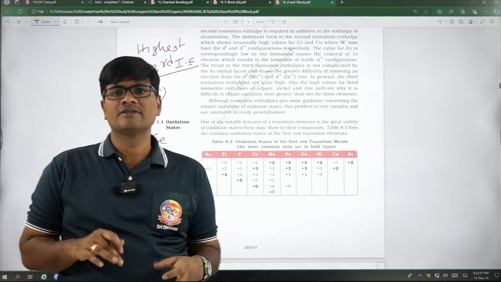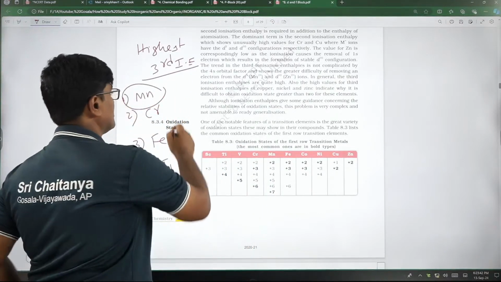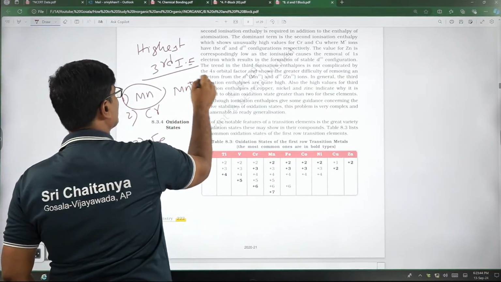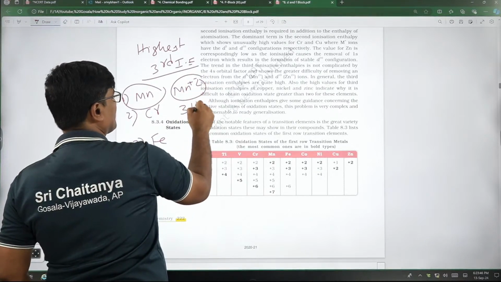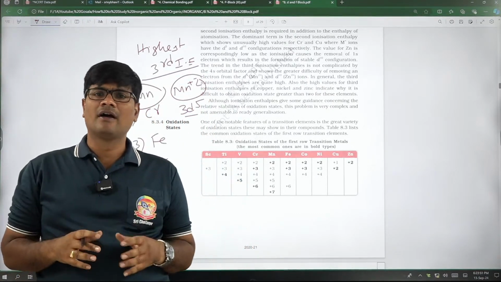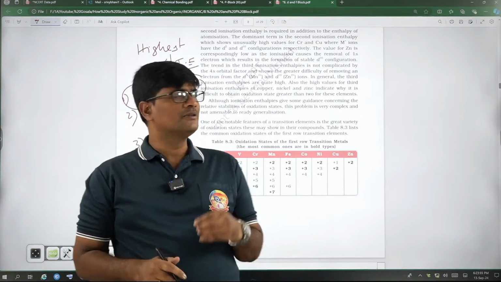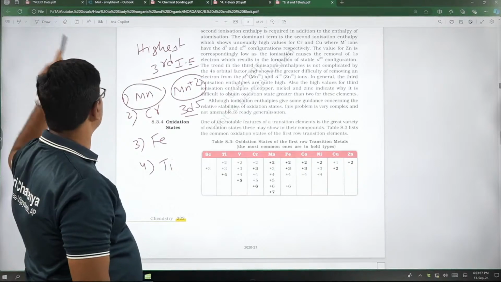Third ionization energy means we need to remove the third electron from the +2 state. So what is the stable state here for manganese, that is the +2 state? It has 3d5 configuration. Due to half-filled orbitals, it has a stable configuration. Therefore, its ionization energy is more. Like that, you can collect some important examples from NCERT.